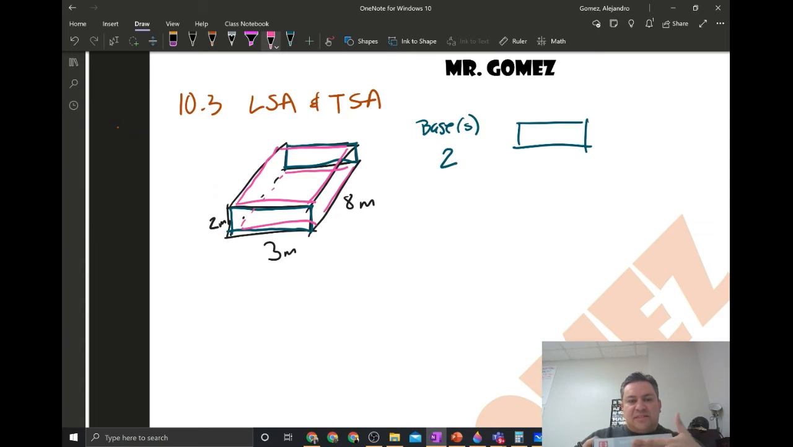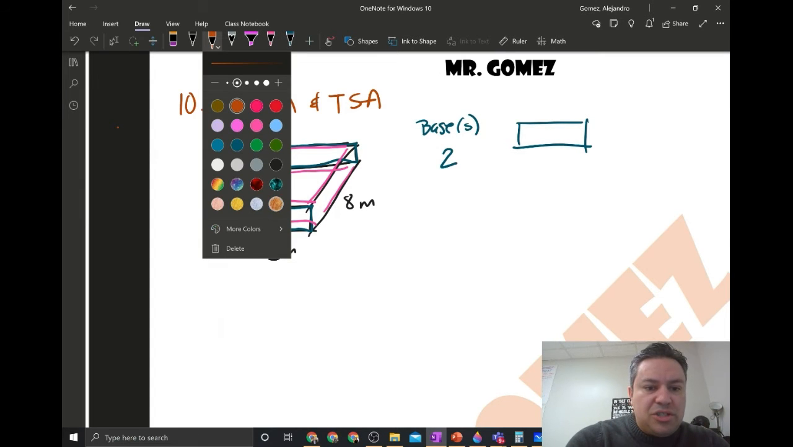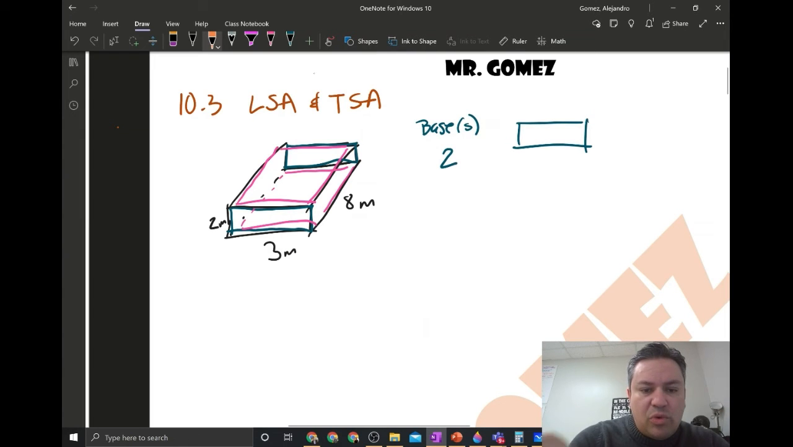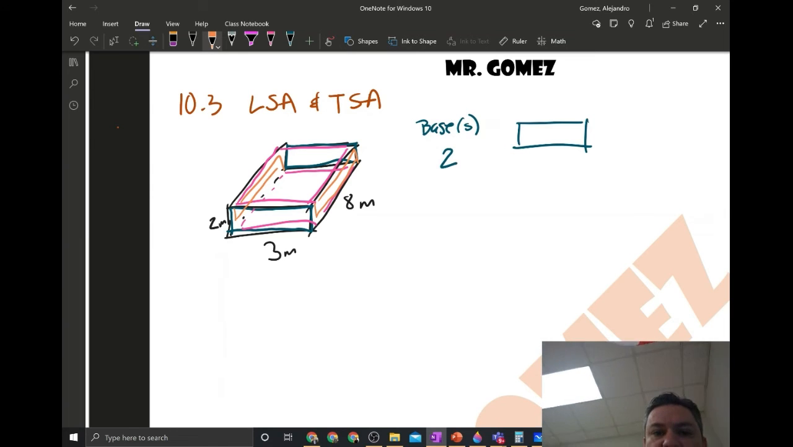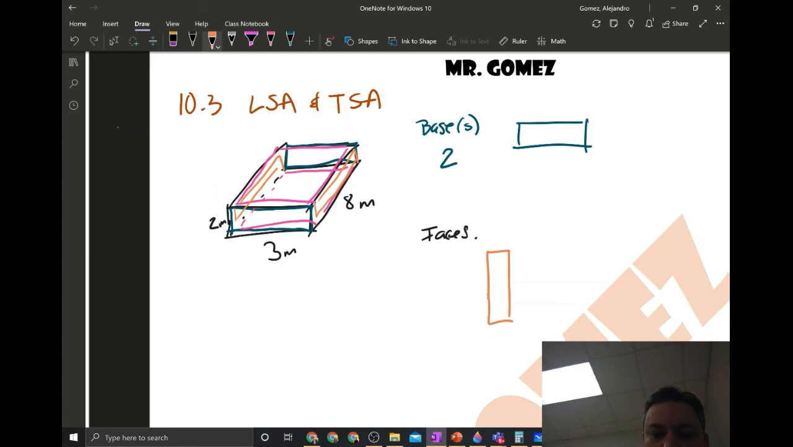And then the sides, okay? The sides I have, let's make it in orange. Let's see, more colors. Let's do some orange. So the sides right there, that's gonna be my sides. So now, my faces, I have two of the orange ones, and I have two pink ones, right?